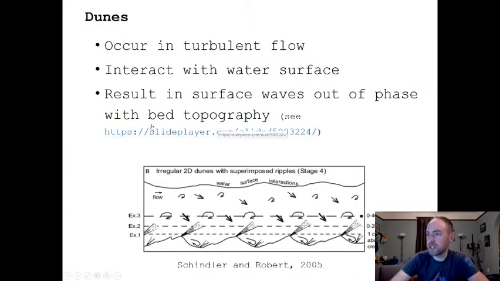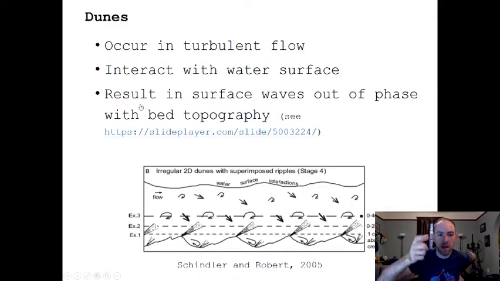If you are interested in a complete derivation of why this is, there's a PowerPoint presentation here, I believe this one's by Gary Parker, who goes through the complete fluid dynamic derivation. You're welcome to click on that and view that. Okay. As to why the bed surface and the water surface are out of phase. It can be derived mathematically.